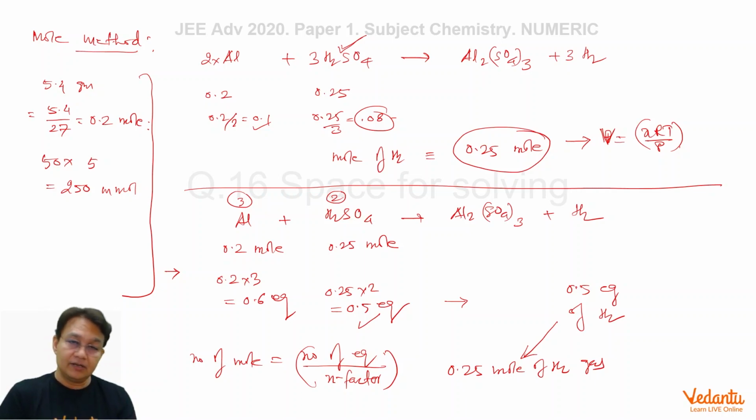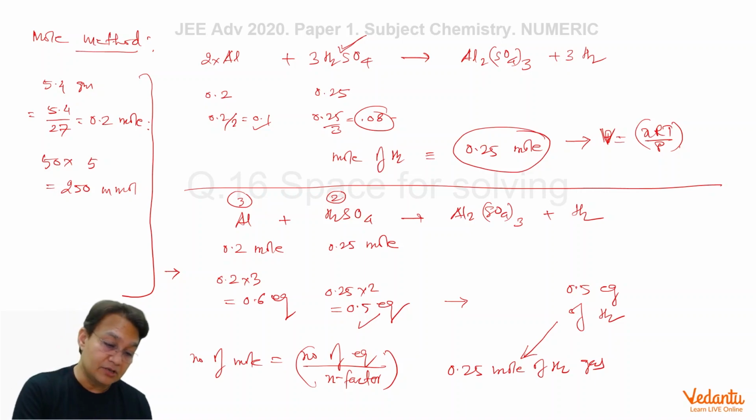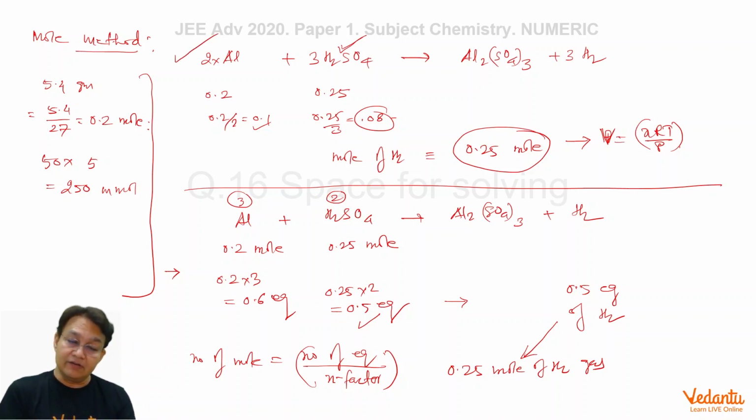approach this problem, and I feel that the mole method is much simpler as compared to the equivalent method. The equivalent method is not very difficult, but then you need to know the n factor very quickly. You should be very good at finding the n factors and the changes in oxidation number in chemical reactions.